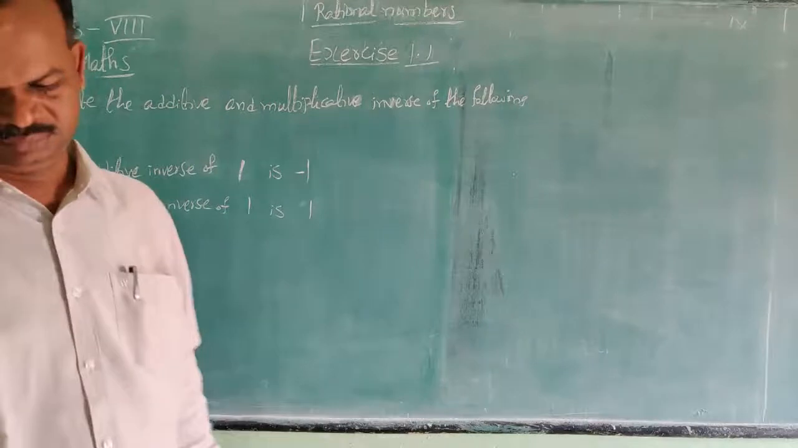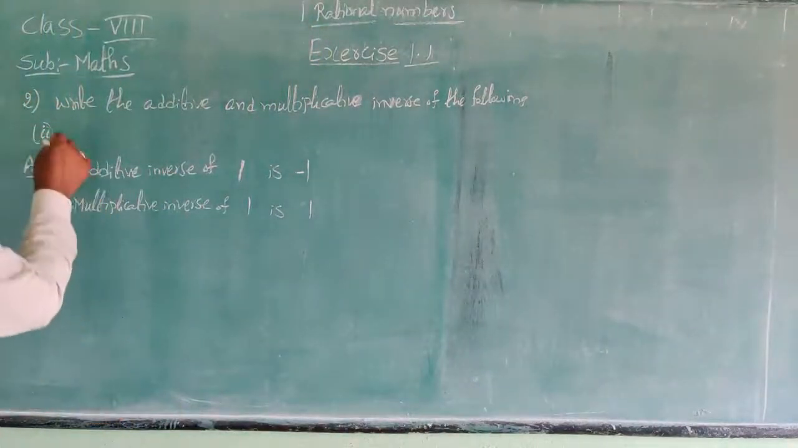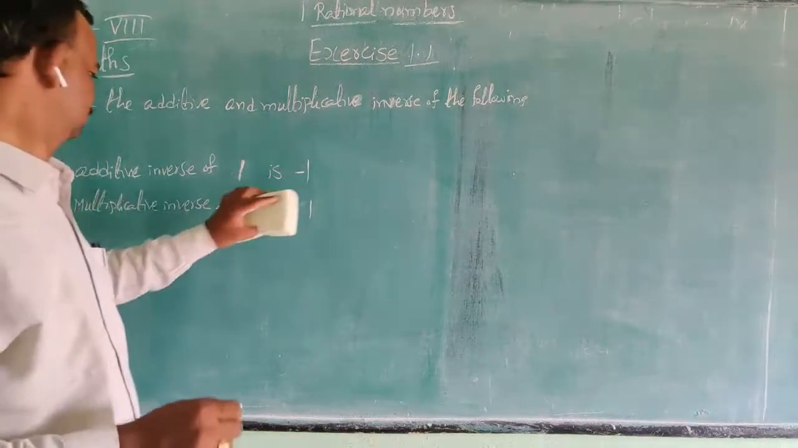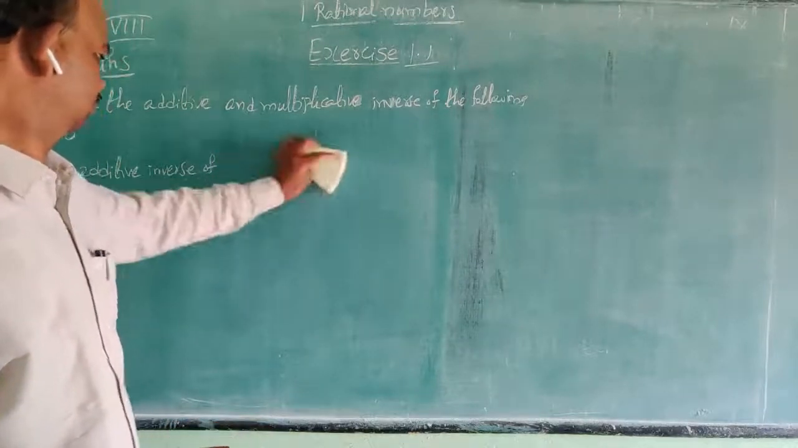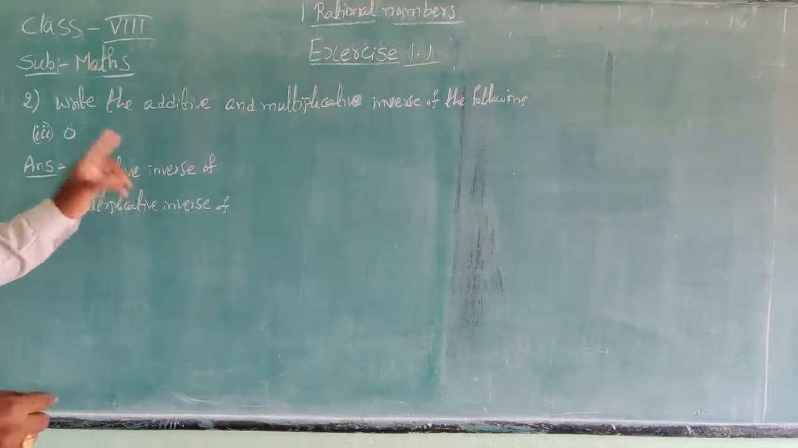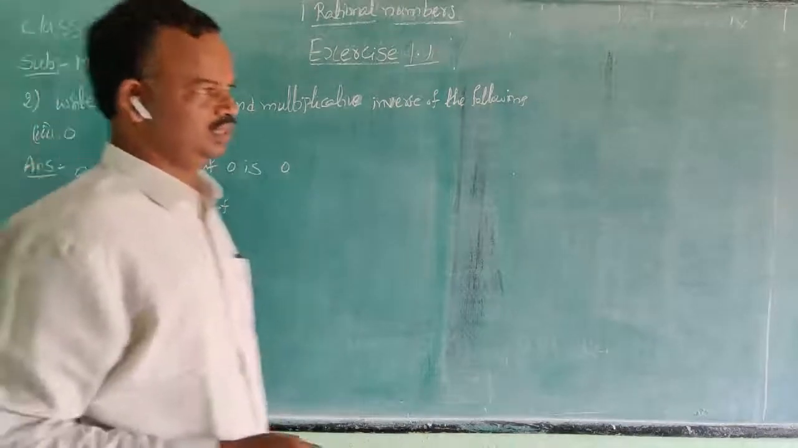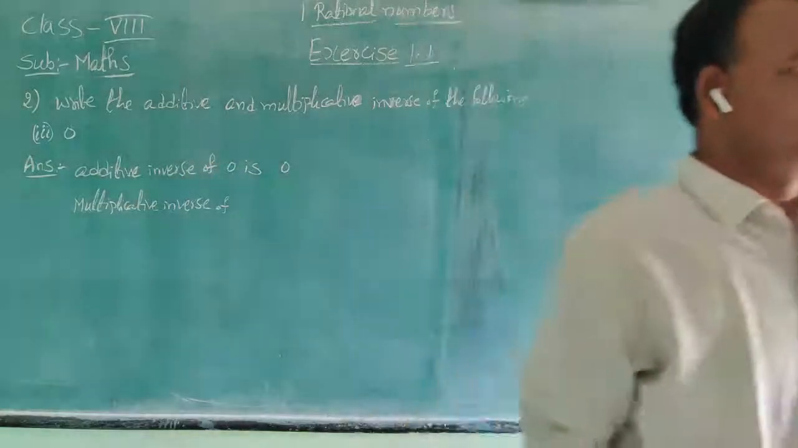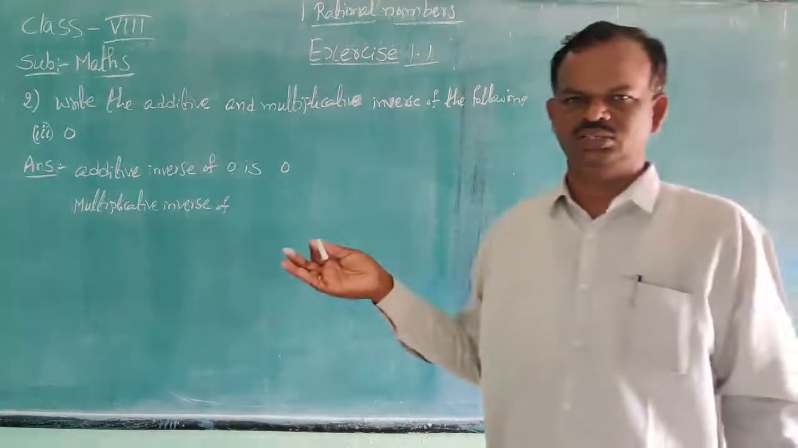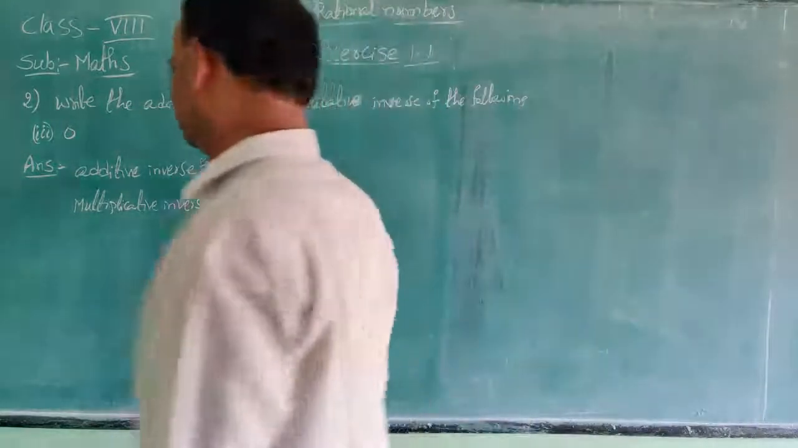Next, third. 0. The additive inverse of 0 is 0. The symbol is negative. That is, minus 0 is the additive inverse. Here minus 0 or plus 0 and 0 are the same values. So the additive inverse of 0 is 0.